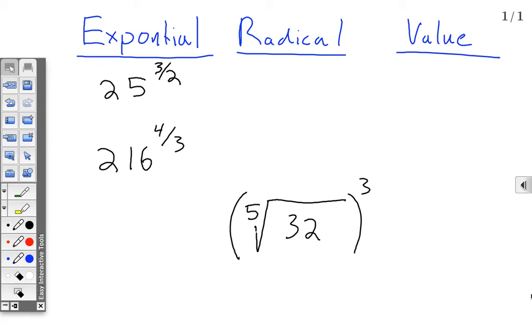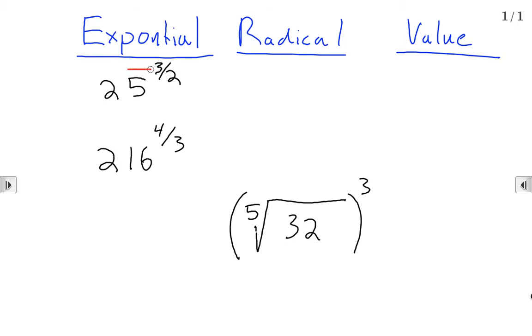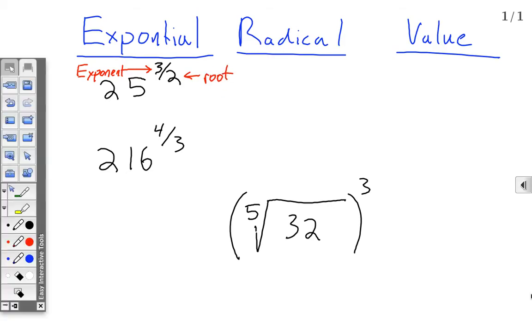So I guess the first thing we want to talk about is the fact that this exponent is a fraction instead of a whole number. Anytime we see this, let's identify what each part of the fraction means. When we rewrite this, the numerator, the top of the fraction, is going to be the exponent. And the denominator, or the bottom of the fraction, is going to be the root. So let's go ahead and rewrite 25 in the next column.